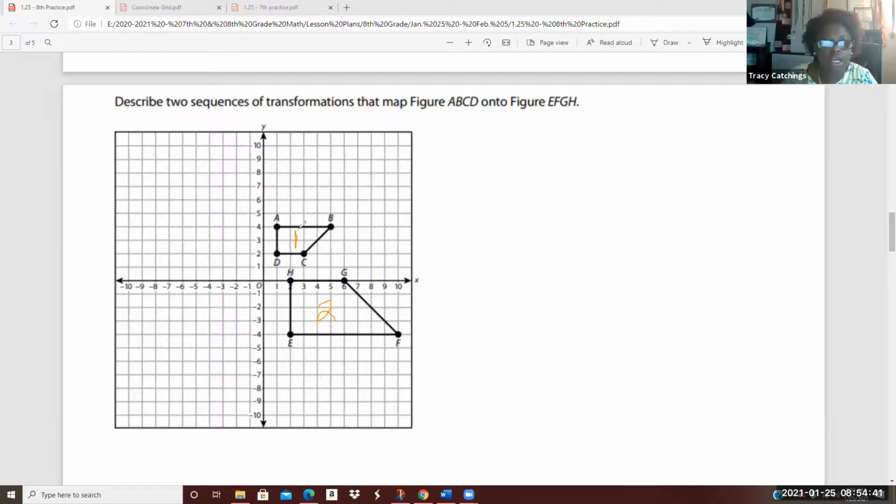So looking at figure 1 and figure 2, what would you say was one transformation? Rotation? I don't know about a rotation. I might agree with a reflection. A reflection across what axis? Good job. Reflection across the x-axis. That's one. The second thing that could happen.